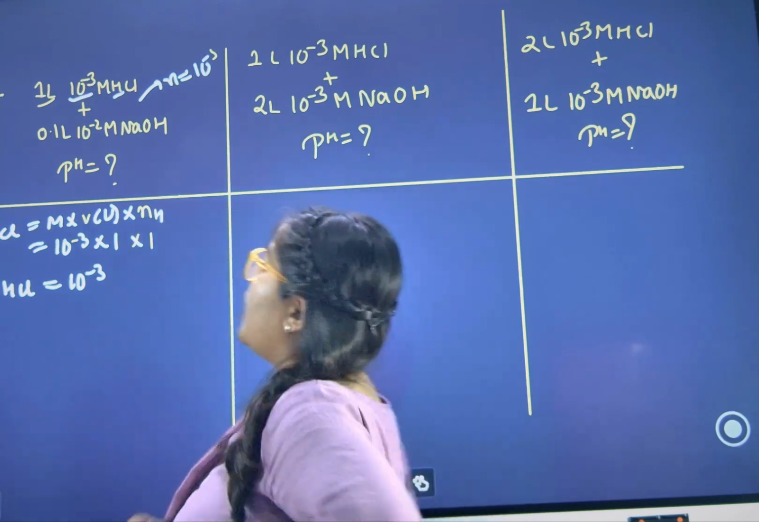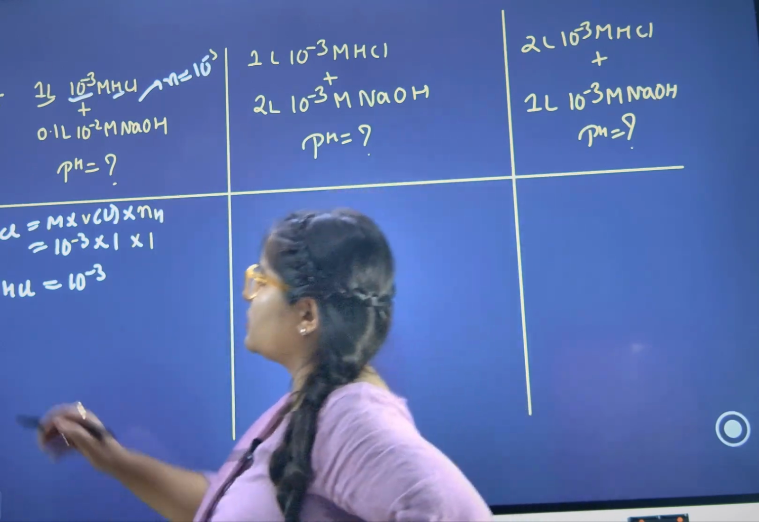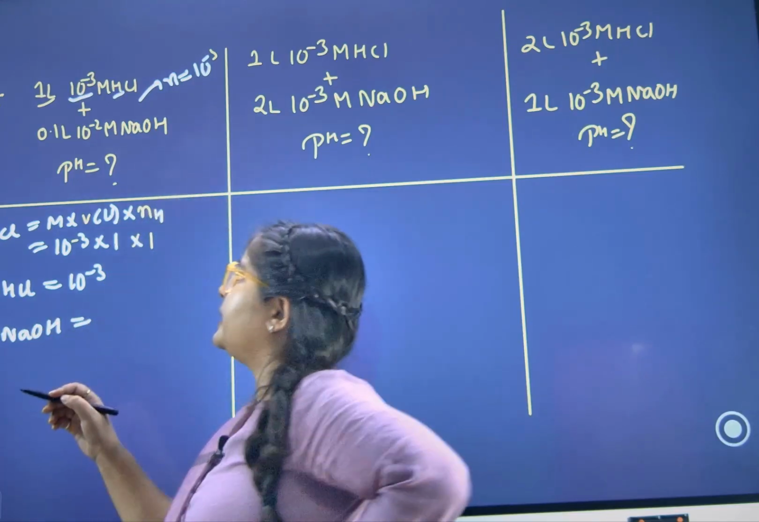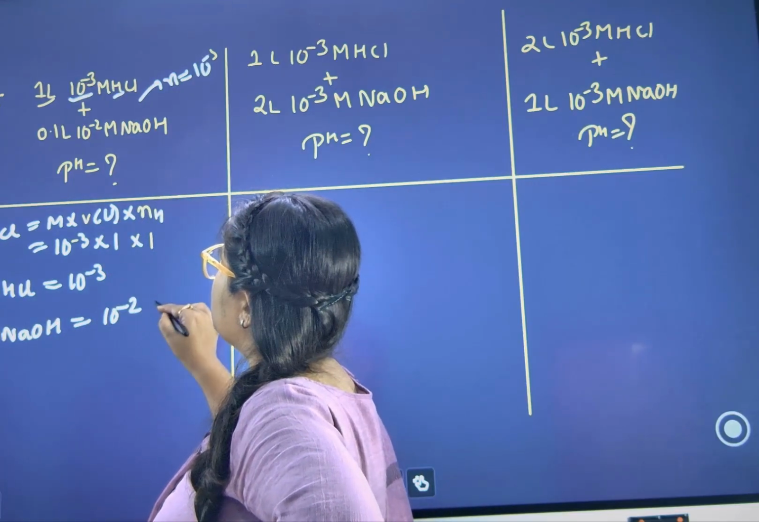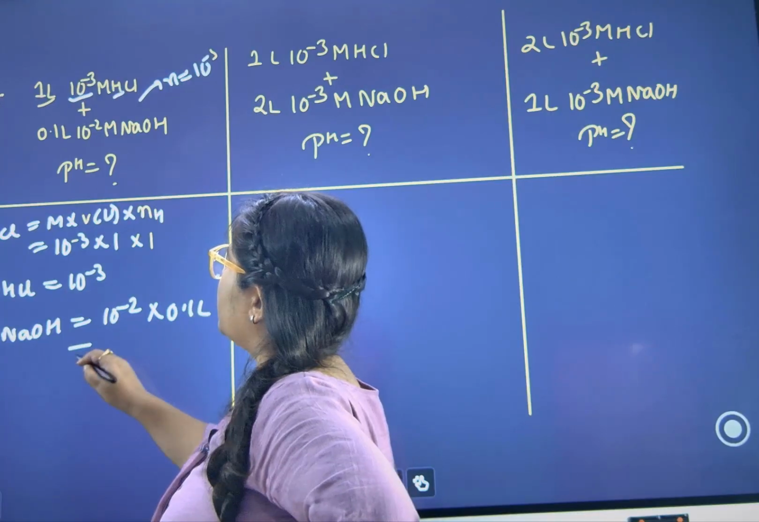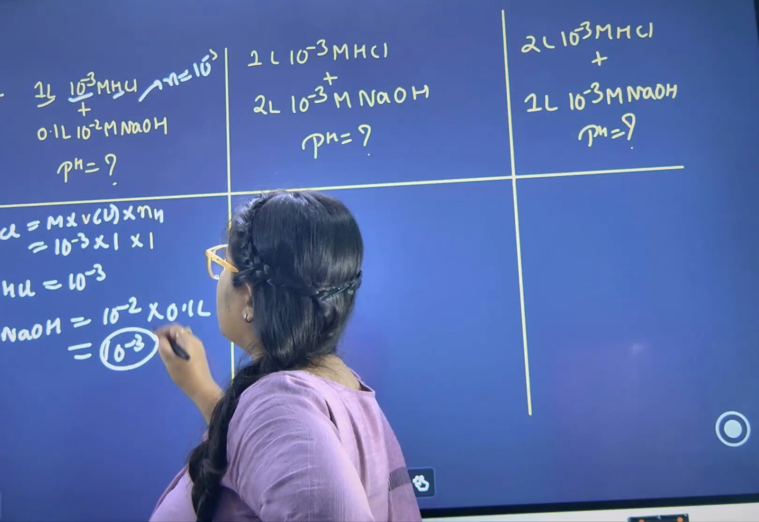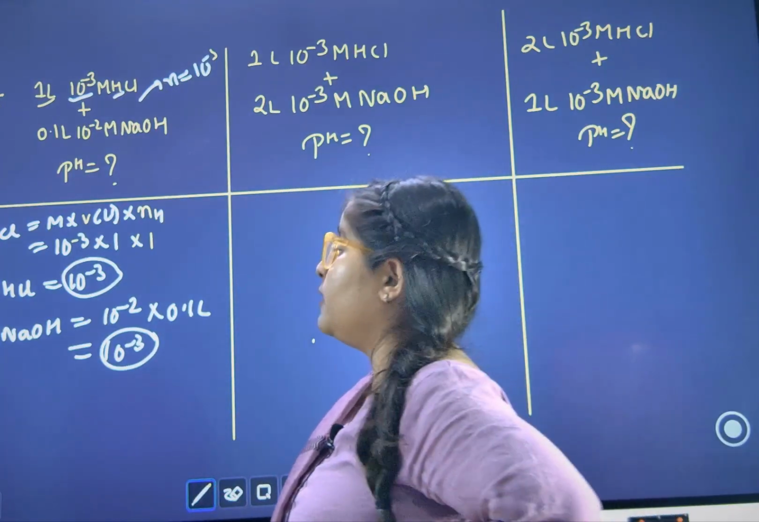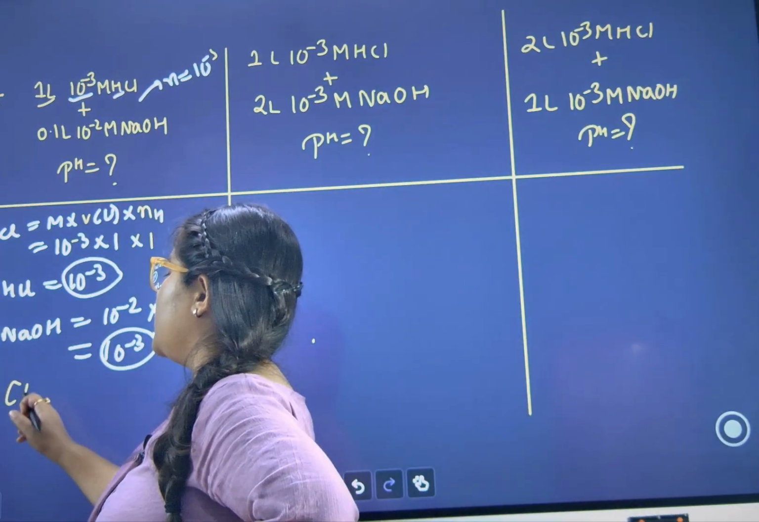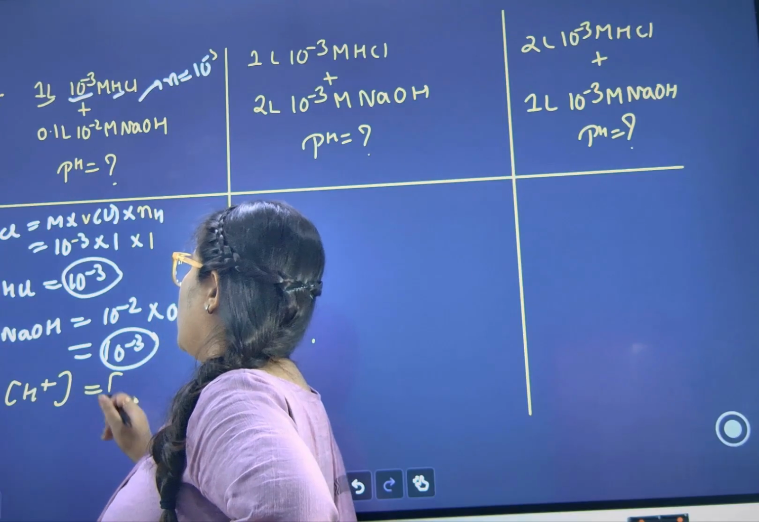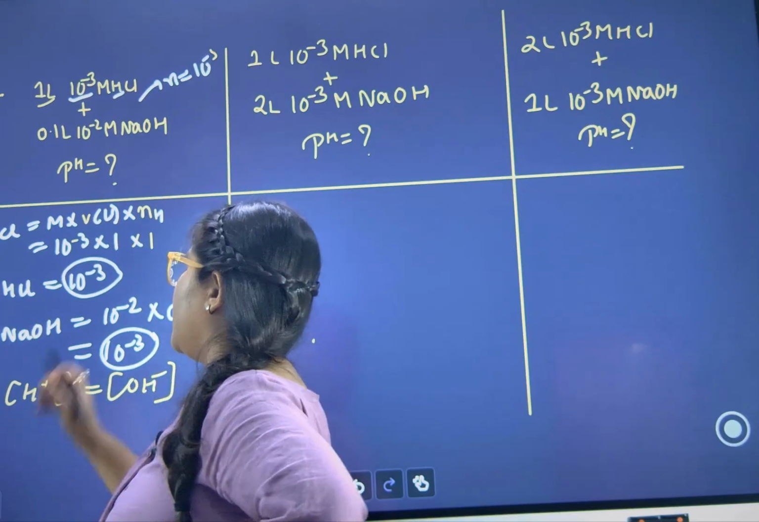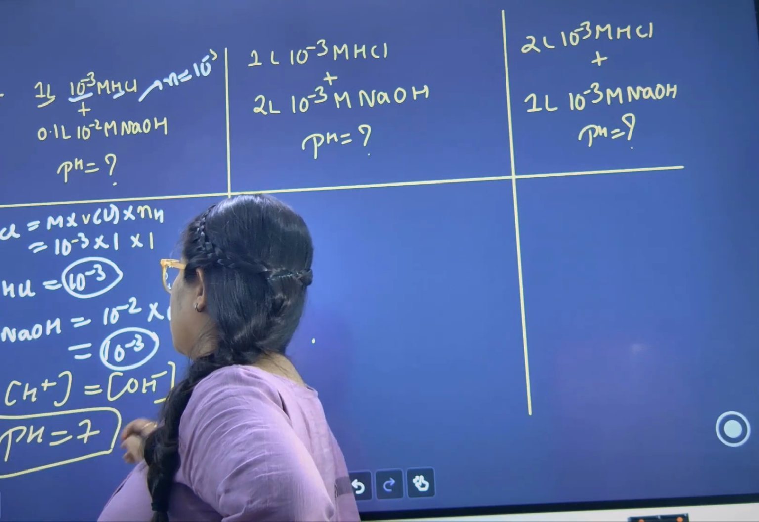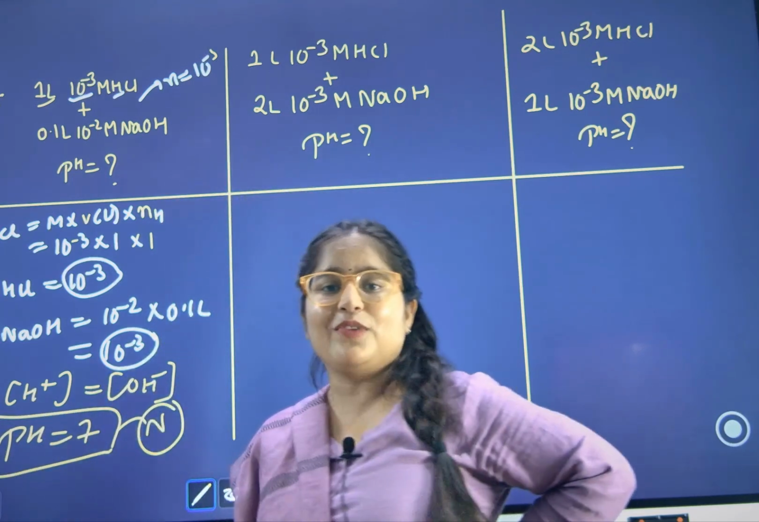So moles of HCl I am getting 10 to the power minus 3. No doubt, fine. After that, let us see here NaOH. Moles of NaOH also molarity into volume. Molarity is 10 to the power minus 2. Volume is 0.1 liter, that is coming 10 to the power minus 3. From here it is clear the moles of HCl and NaOH are equal. I have told you, remember the first case, when H ion concentration is equal to OH ion concentration, then directly I will say here that pH is equal to 7, the solution is neutral. Fine, it was the first case.